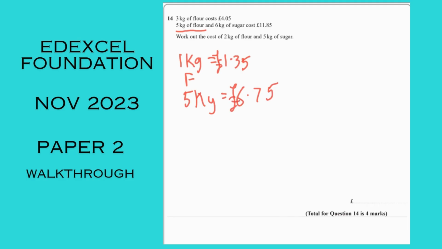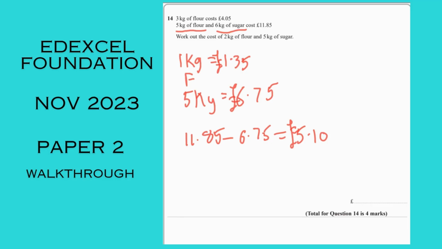For the 5 kilograms of flour. Now this flour and some sugar cost £11.85. So we need to do £11.85 take away the £6.75. £11.85 minus £6.75 gives us £5.10. This £5.10 is what 6 kilograms of sugar cost.